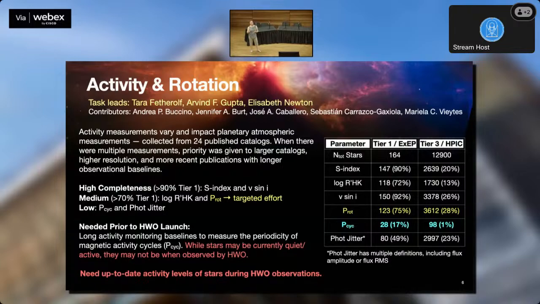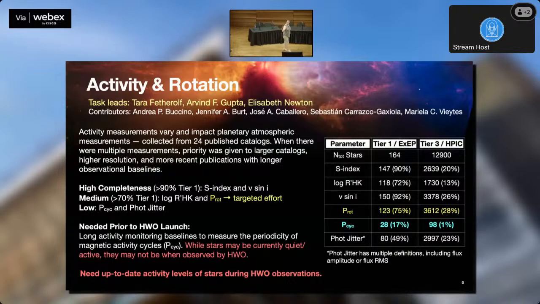Now, long activity monitoring absolutely needs to happen for a lot of these systems because some stars are currently quiescent, they're quiet, but they might be active later, and some stars are active now and they might be quiet later. So we need to have a sense of what their actual activity cycles are, so that by the time we go and observe them with HWO in the 2040s, we understand what we're looking at. We're not looking at something that's just flaring all the time.